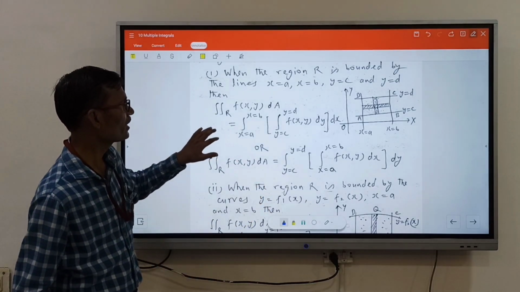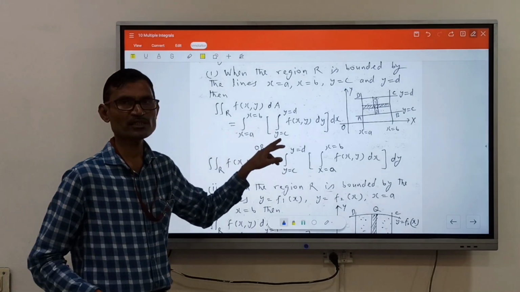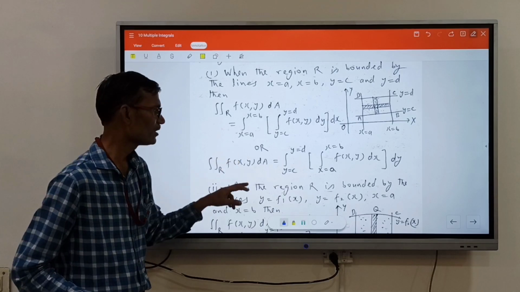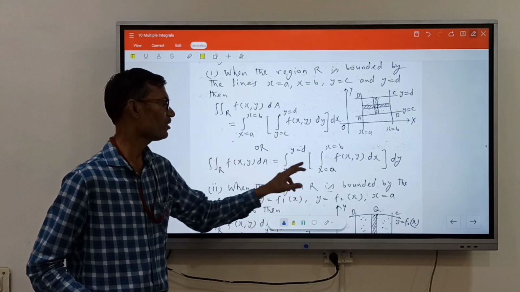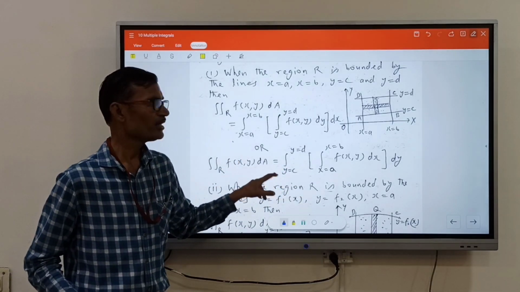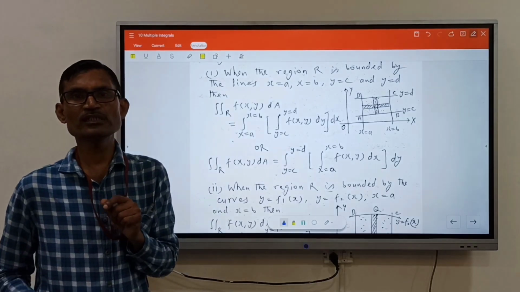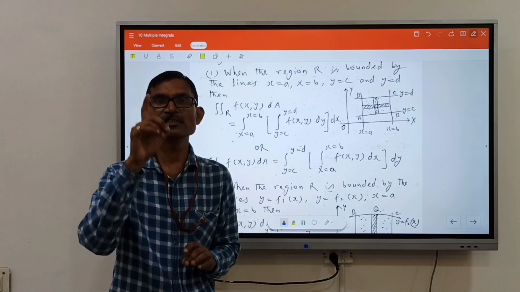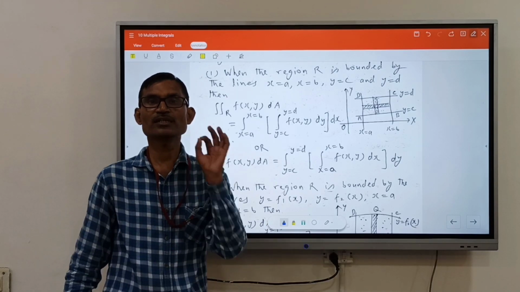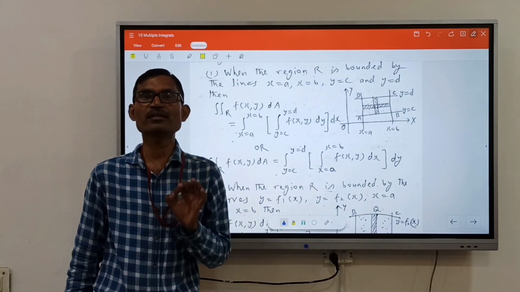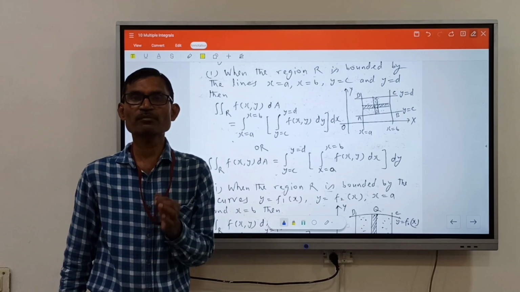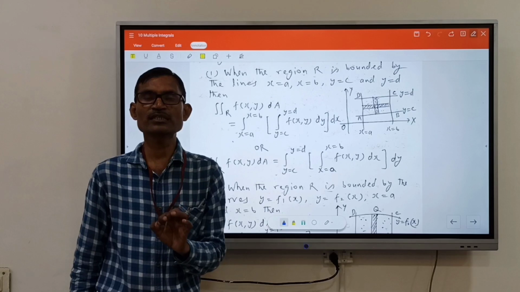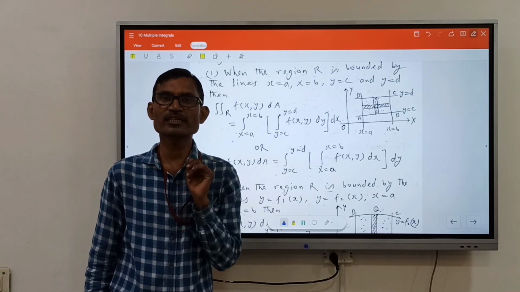So either we can integrate the function with respect to y first and then with respect to x, or with respect to x first and then with respect to y. In both situations, we have to use the partial integration. Remember, this is a very important point: whatever the variable with respect to which we are performing the integration, the other variable will be treated as constant.